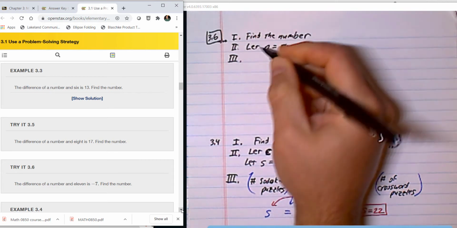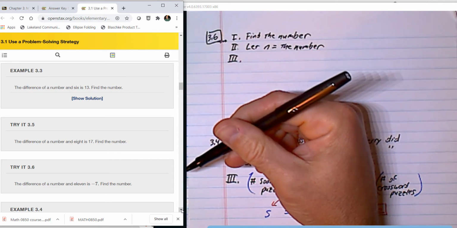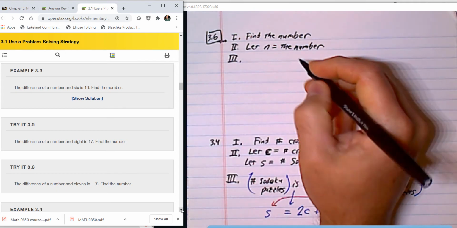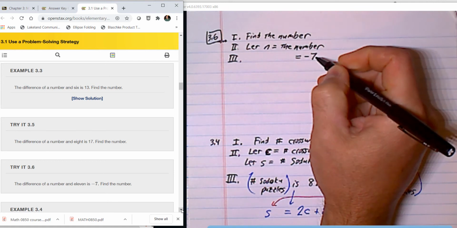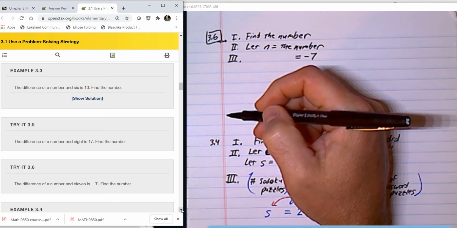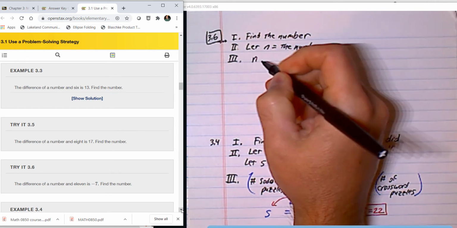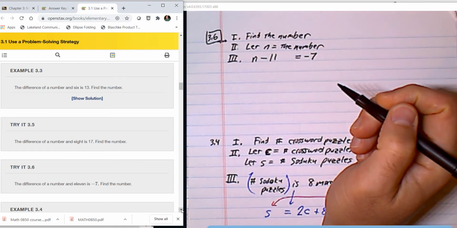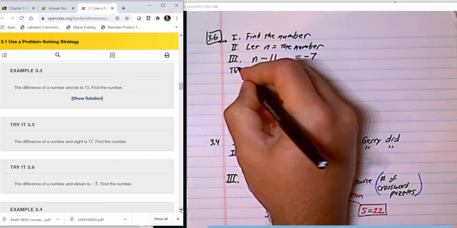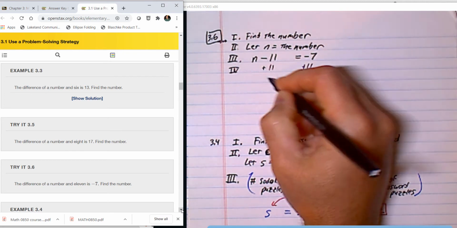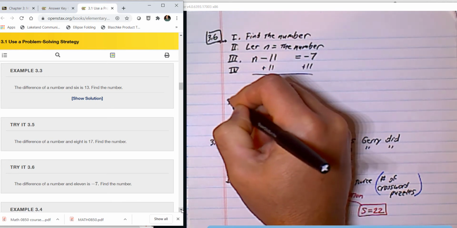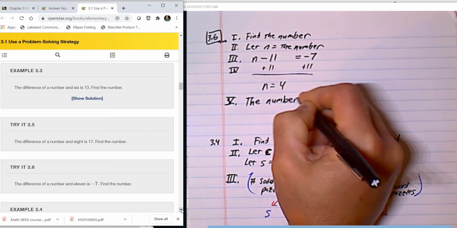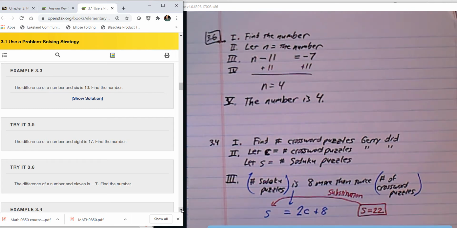Step 3. And this is the kind of thing that you probably would practice in chapter 1. The difference of a number and 11 is -7. Remember that word is means equals. So something equals -7. What is it? The difference of a number and 11. Well, n is the number. And what does difference mean? Difference is the answer to a subtraction problem. So I hope you understand step 3. And from here, step 4 is to solve the equation. And then step 5 is to answer the question. The number is 4. Good. Let's move on.